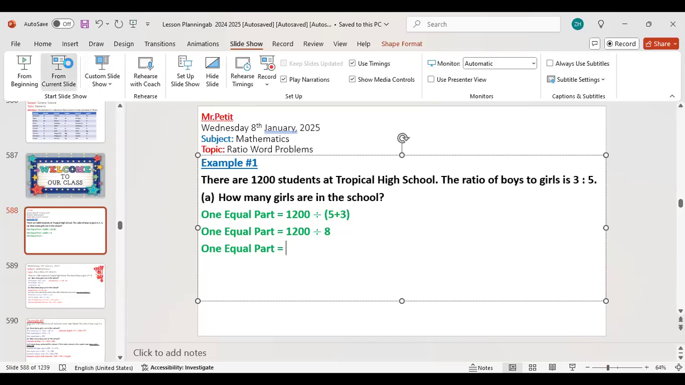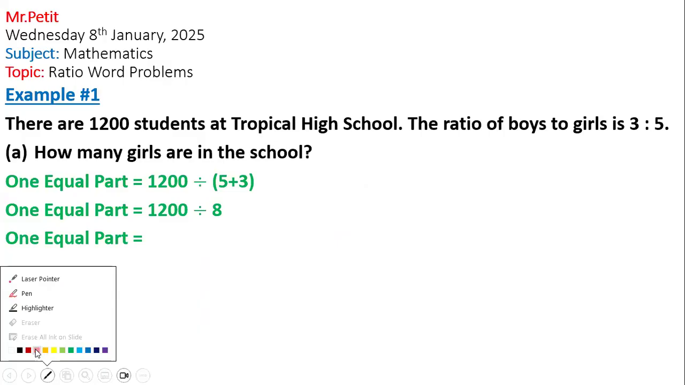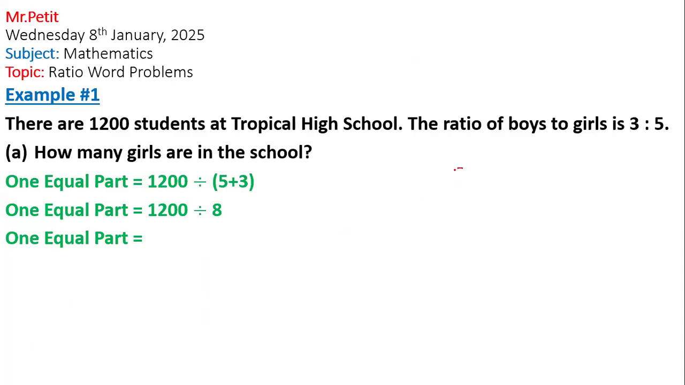Anyone else got 150 for 1 equal part? Let's do it on top. So we have 8 into 1,200.